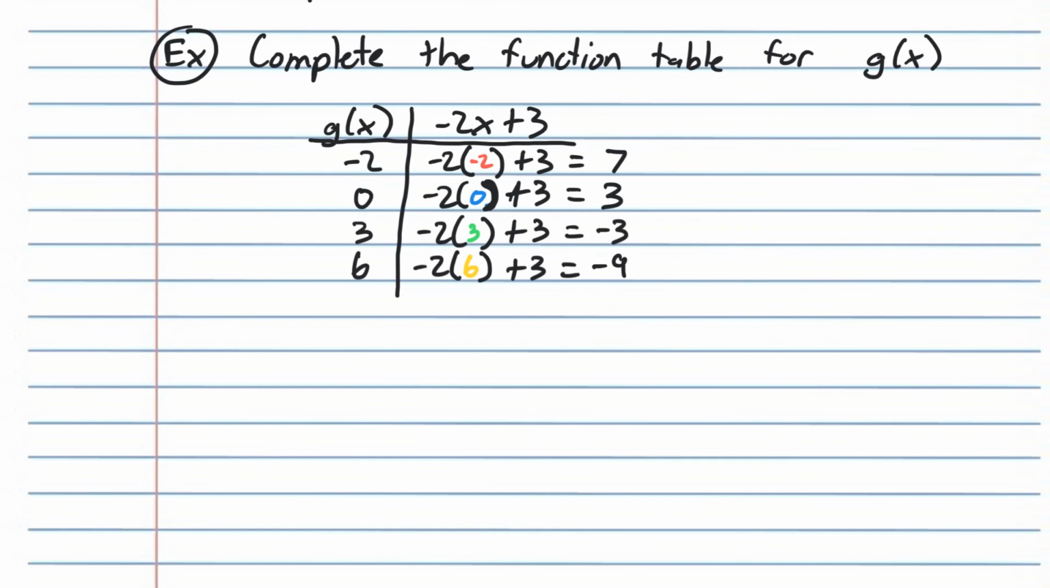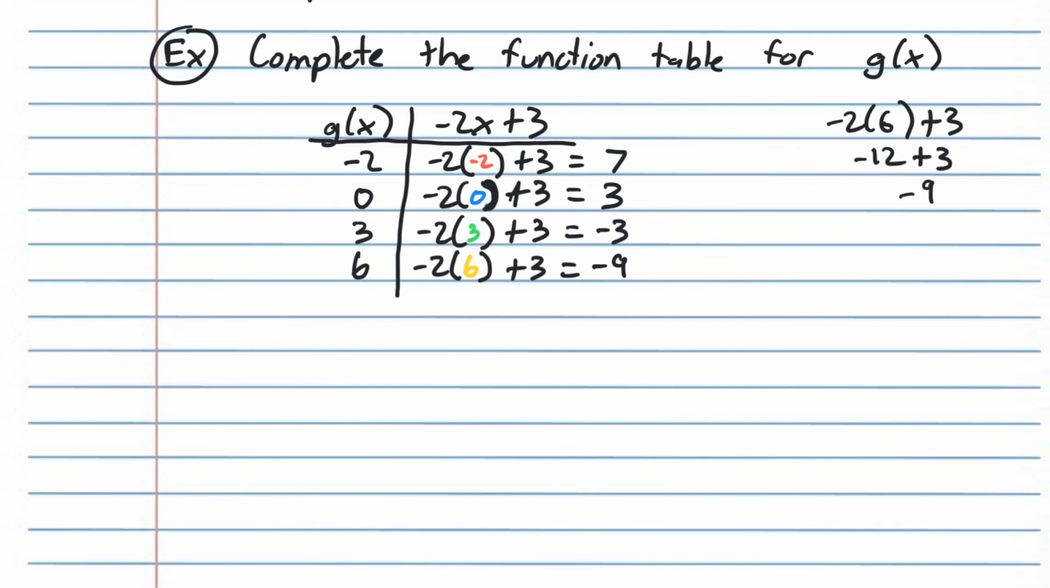And again, don't be afraid if you need to, off to the side, do it in steps. Okay, so negative 2 times 6 plus 3. Negative 2 times 6 gives you negative 12. And then negative 12 plus 3 gives you negative 9. Okay, so don't be afraid to do that if you need to. Not a big deal. All right, so that's how a function table works. It's the idea of taking a value and plugging it in, and the table shows multiple values.